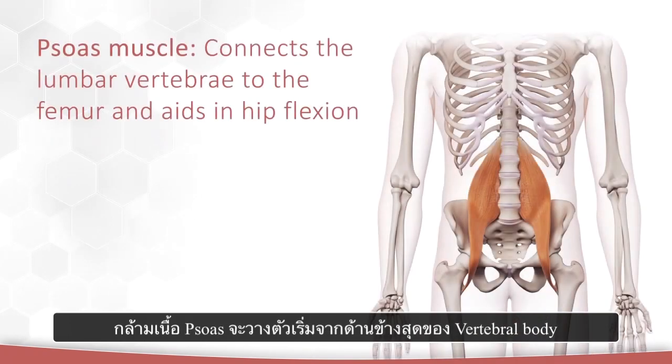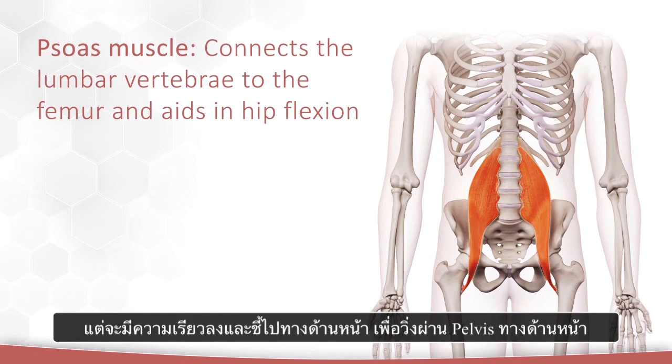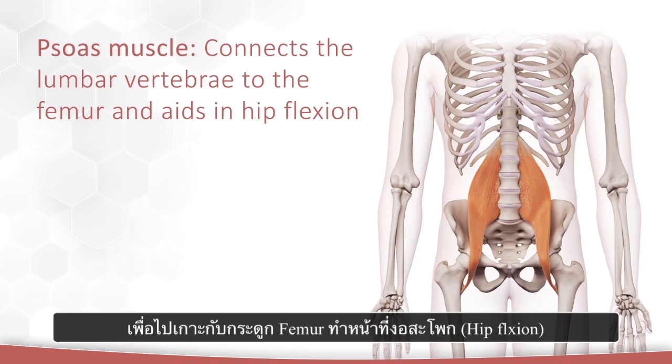The psoas muscle arises from the lateral lumbar vertebral bodies, starting at L1, blending together as more insertions are added from each subsequently inferior level. For this reason, it is thickest at the lowest lumbar levels and then tapers and projects more anteriorly to travel through the pelvis to attach on the femur for hip flexion.